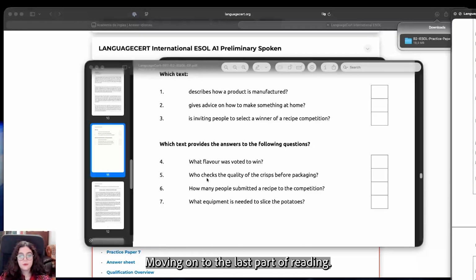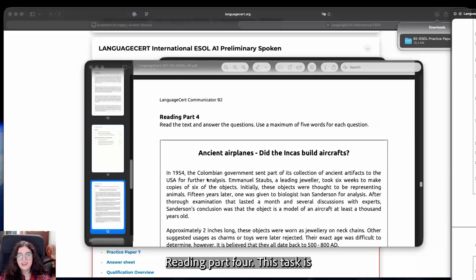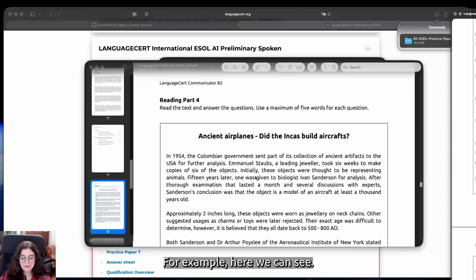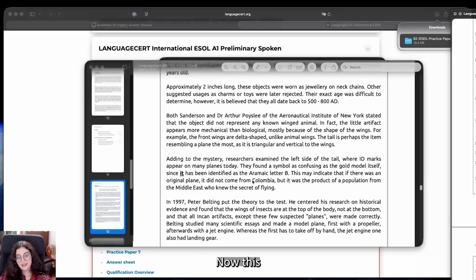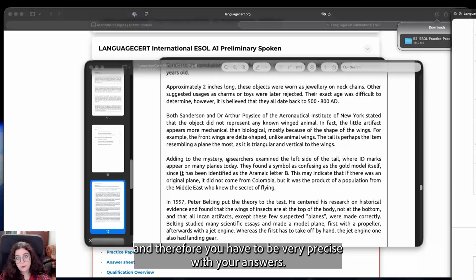Alrighty, moving on to the last part of reading, part 4. This task is to concisely answer questions based on the text. For example, here we can see. Now this part requires us to be very, very concise, as we have to write a maximum of 5 words, and therefore you have to be very precise with your answers.